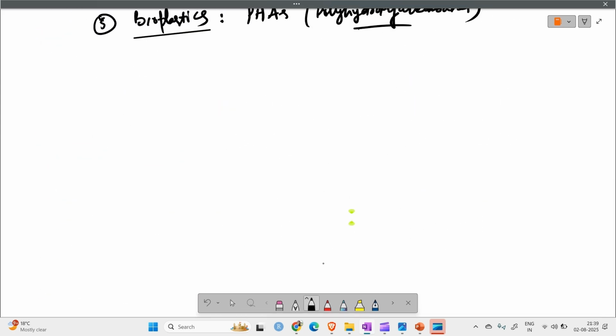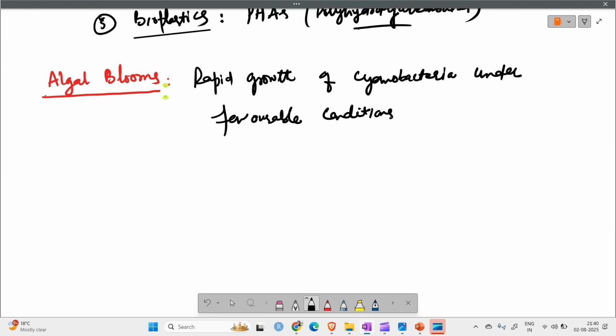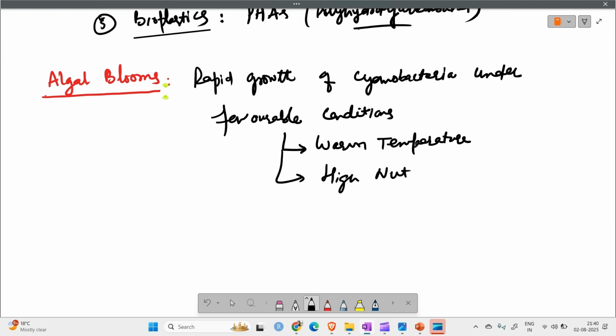But there are some challenges, especially the challenge of algal bloom. Okay, algal blooms or cyanobacteria blooms. What are algal blooms? Algal blooms mean rapid growth or exponential growth of cyanobacteria under favorable conditions. What are the favorable conditions? Warm temperature, high nutrients, especially nitrogen and phosphorus. Okay, and a good amount of light.